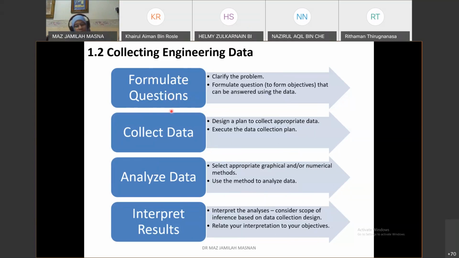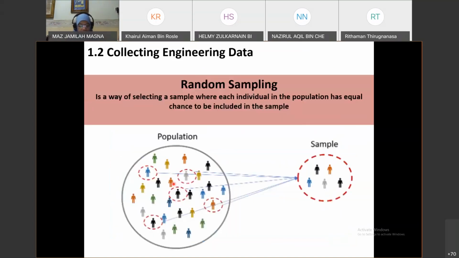Then once you have done with the questions, you collect your data. How? It could be using Google Form, email, WhatsApp, whatsoever. Then once you have got your data, you analyze them. And then finally, you interpret the result. More or less the same process.